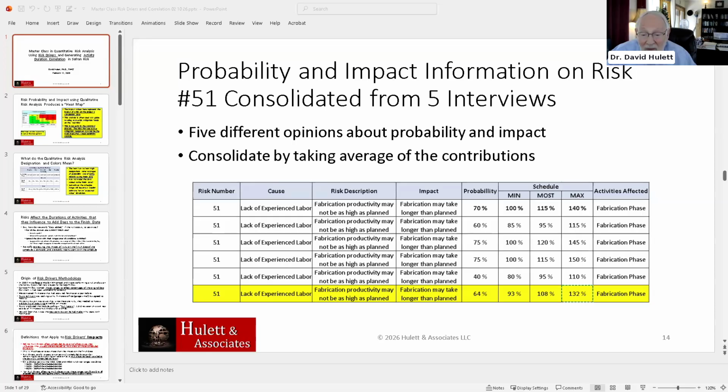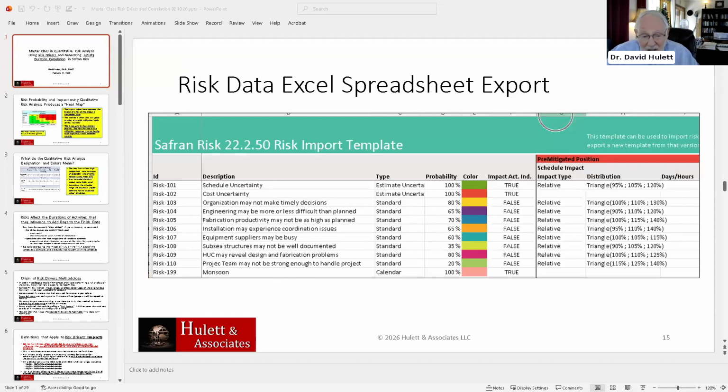You wouldn't be surprised to find that we had 25 out of the 40 people we interviewed. 25 of them wanted to talk about that risk because it was so obvious to them. And guess what? None of them would have talked about it in a risk workshop. Okay, and this is just another thing. The risk import template. This is the data Excel spreadsheet exported with all this kind of information.